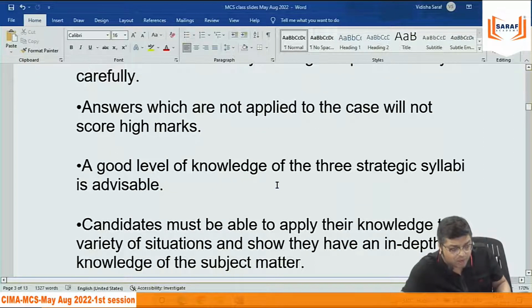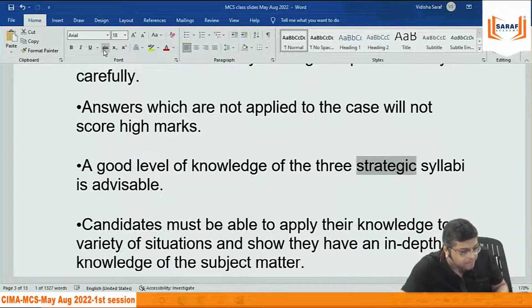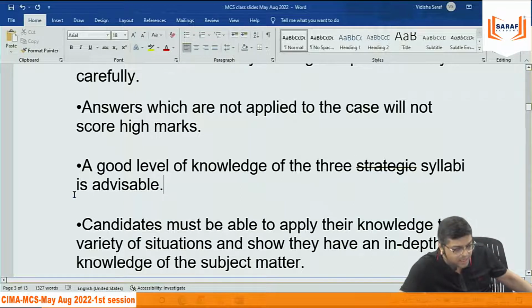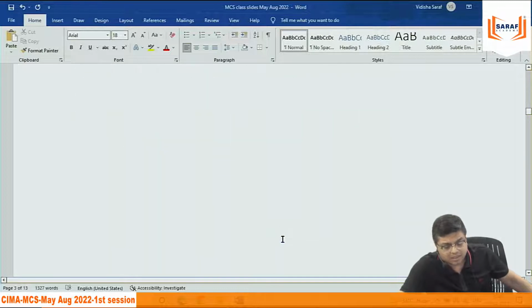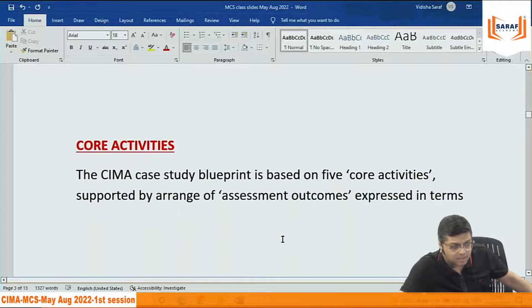A good level of knowledge of the three strategic syllabus. Strategic, it is written, you can say it is management. Three is management level syllabus. Candidates must be able to apply their knowledge to a variety of situations and so have in-depth knowledge of the subject matter.